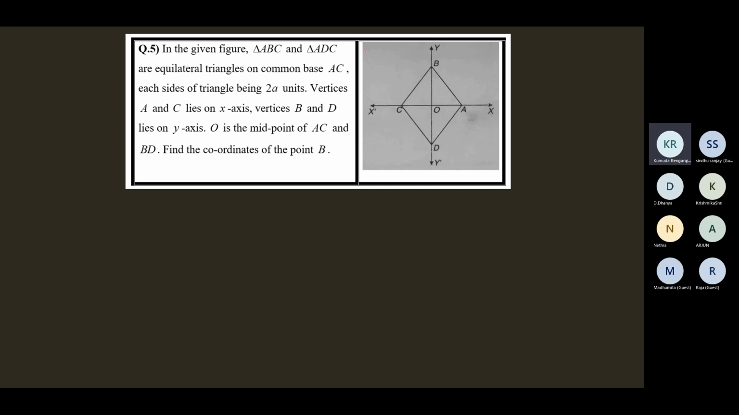This is ABC, meaning AB, BC, AC: AB 2a, BC 2a, AC 2a, because ABC is equilateral. Then ADC is equilateral: AD 2a, DC 2a, AC 2a. Now you will ask, why am I taking this diagonal as 2a? I'm not taking the diagonal as 2a. The sides are 2a. AC is a side common to both the equilateral triangles, and the side is 2a units. The diagonal is not given. It happens to be the diagonal of the quadrilateral.